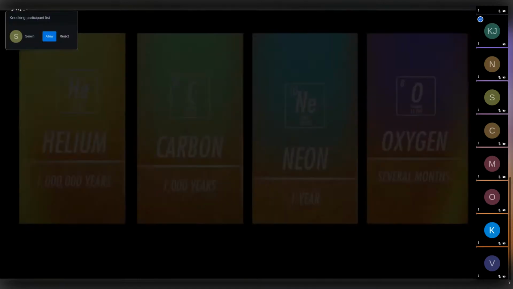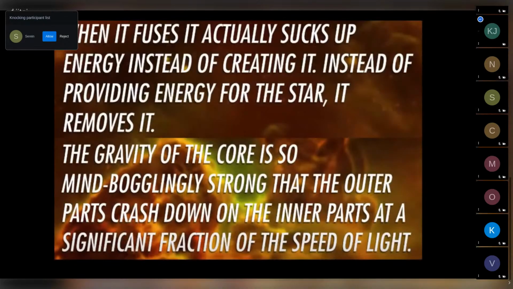Next slide. Silicon fuses into a bunch of different elements, including iron. The inert iron builds up in the core, just like all the elements did before. And just like before, the iron core shrinks and heats up. But there's a huge difference here. In all the previous fusion stages, as we saw before, the energy transforms into heat, and that helps support the soul-crushing amount of stellar mass above the core. But iron is different. When it fuses, it actually sucks up energy instead of creating it. Instead of providing energy for the star, it removes it.